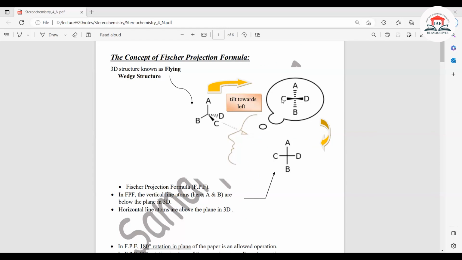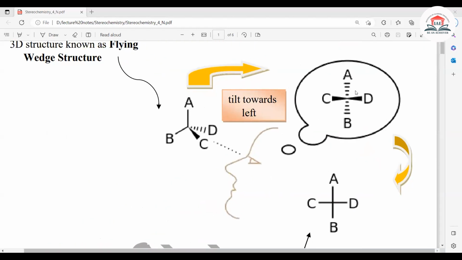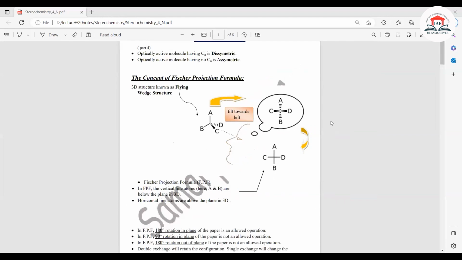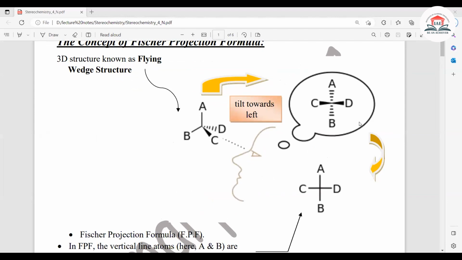This is your imagination in your head, when you're looking at the molecule: C on the right, D on the left, A on the top part, B on the bottom part. Now all you do is put your imagination on the wall. Just try to project it.